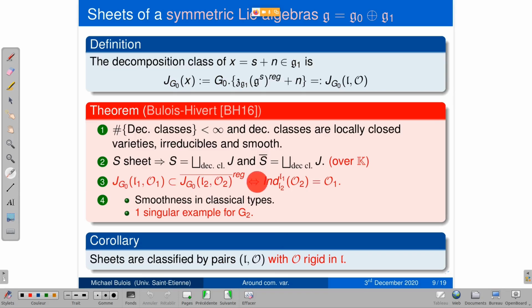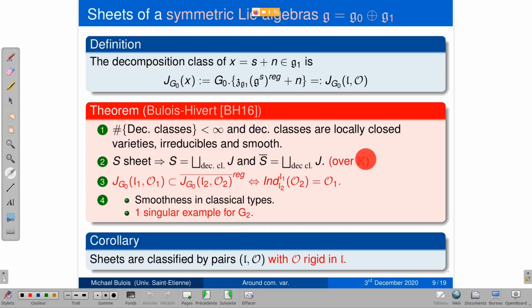So we have a notion of induction, which is not parabolic induction of nilpotent orbits, but what we have called slice induction. Also, we looked at examples in G2, and there is still a singular example. But the main thing is that we can recover this fact: the fact that any sheet is a union of decomposition classes. Thanks to this property, we can describe precisely what happens, what is the closure of a decomposition class.